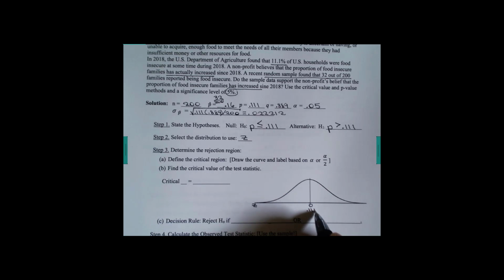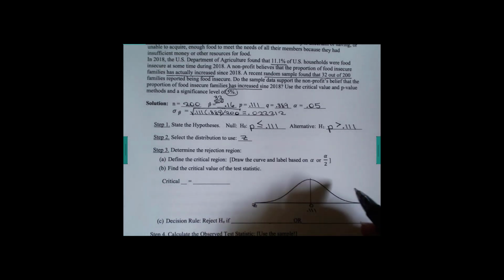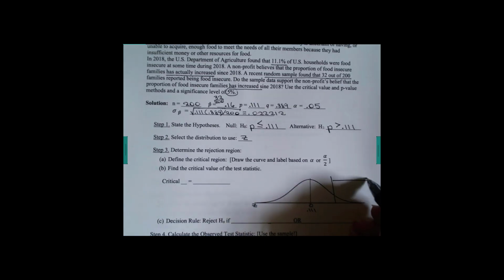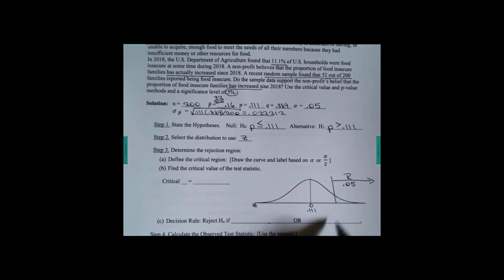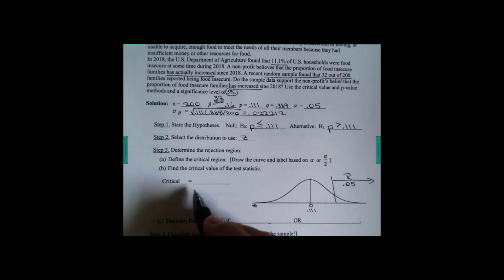Let's put the population proportion that we're comparing it with here, and let's say we want to know if it is greater than it used to be. Here's my rejection region, and it's going to be all of alpha since it's a one-tailed test, and I need to figure out what that critical z is.